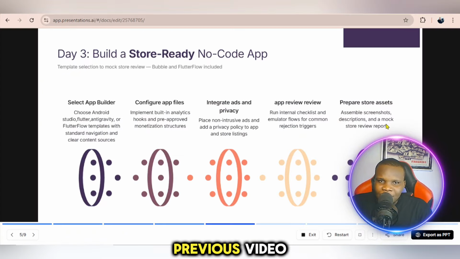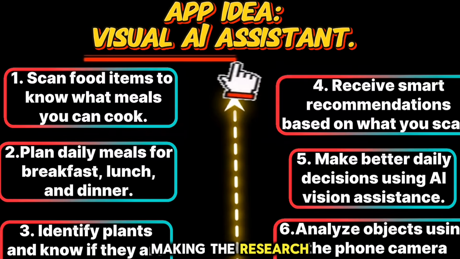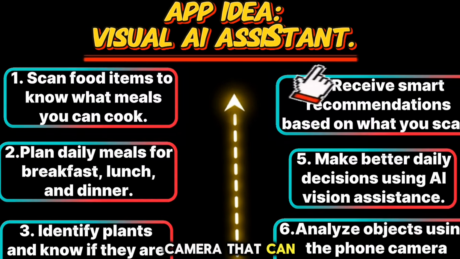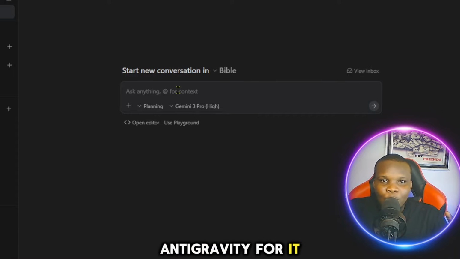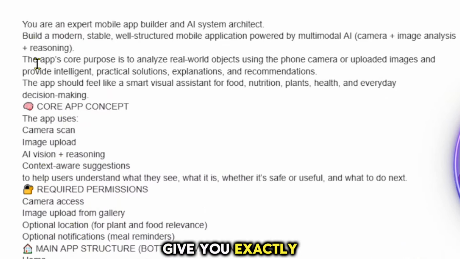Remember in a previous video I showed you guys that I'm going to simply build a particular app idea which I discovered when I was making the research in day 2 of this very challenge. An application which has a camera that can scan anything and give you solution to it. If you want to use Antigravity for it, you are going to add your prompt right here. This is the prompt I've already written down that's going to simply give you exactly what I build.